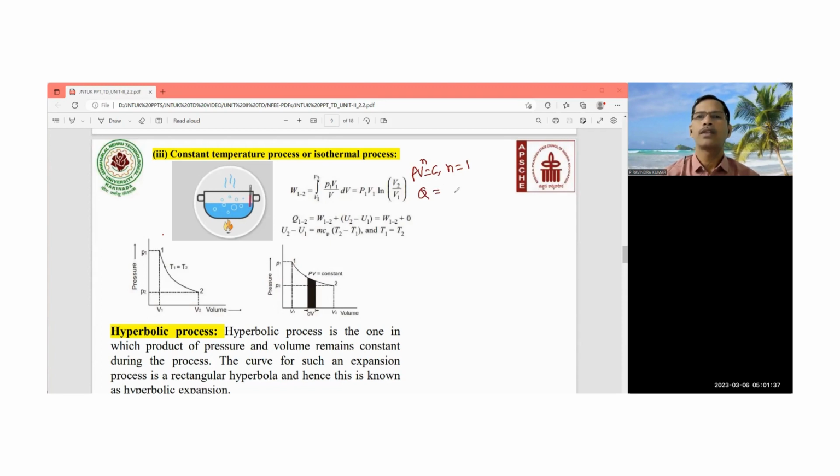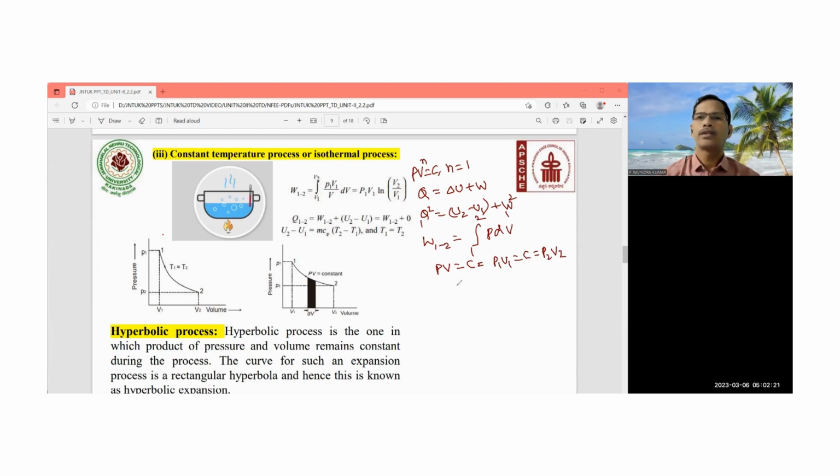So apply the first law of thermodynamics. Q is equal to delta U plus W. When a system changes from state 1 to state 2, this is U2 minus U1 plus W1 to 2. So this W1 to 2 is equal to the integral of 1 to 2 PdV, right? And we know that PV is equal to constant. So P1 V1 is equal to constant, that is equal to P2 V2 is equal to constant.